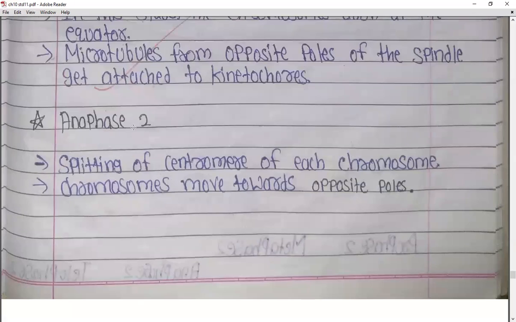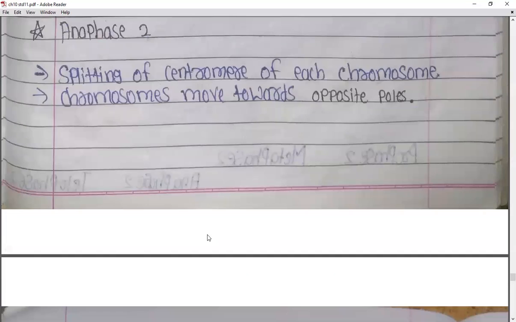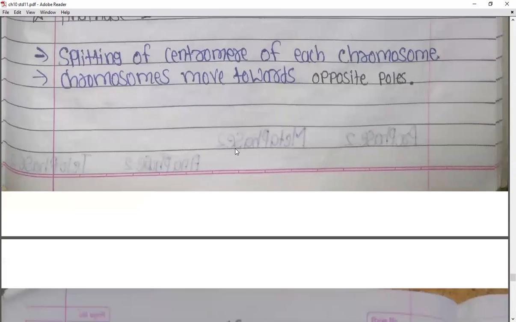Next, the third phase is anaphase 2, where the splitting of the centromere of each chromosome takes place, right? So the centromere of the chromosome splits, and for this reason the two sister chromatids start to move towards the two opposite poles. So now the splitting has taken place, and the chromosomes start moving towards the two opposite poles.